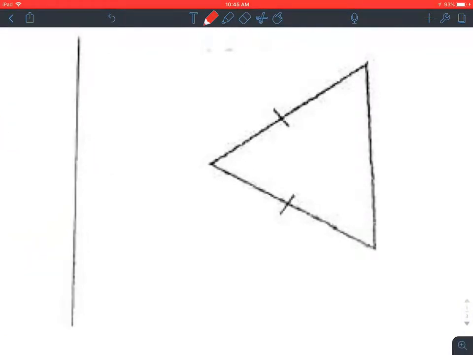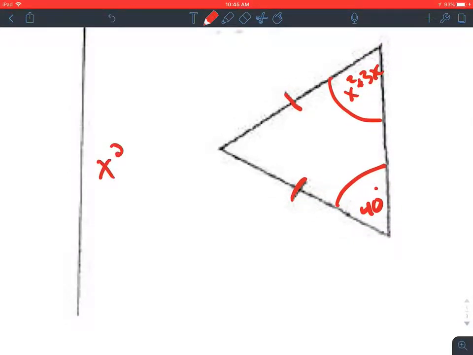Next example, let's say that this angle was 40 degrees. And this one was x squared plus 3x. And let's assume there were directions, and the direction said, find the value of x. Well, according to the Isosceles triangle theorem, since these two sides are the same length, the base angles have to be the same. That's the Isosceles triangle theorem. Therefore, x squared plus 3x equals 40.